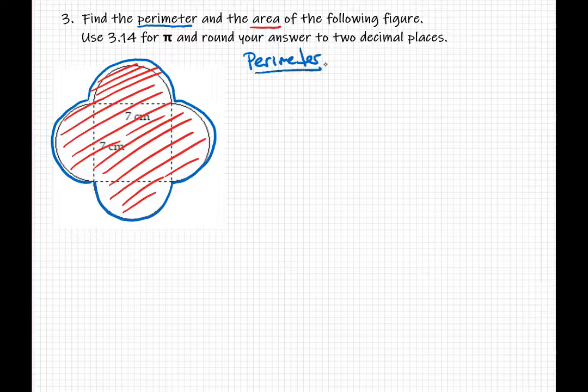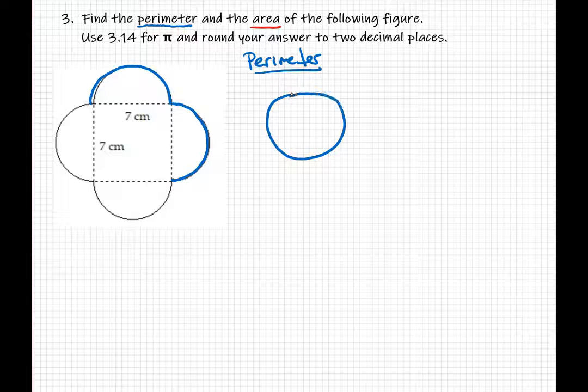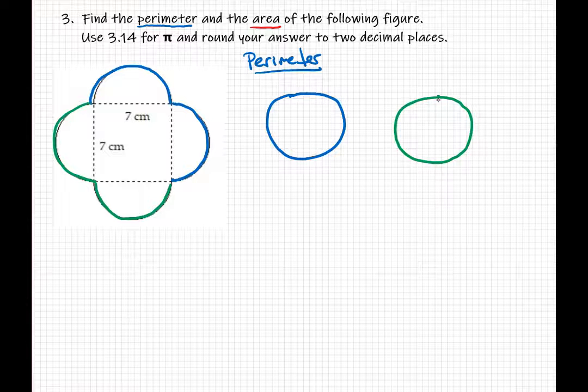Okay, so let's go back to the original diagram. Now, what we have here is 4 semicircles. So here's semicircle number 1. Remember, a semicircle is half a circle. And here is semicircle number 2. Okay, so that forms 1 full circle. And then let's use green here. We have another half circle and another half circle. So that forms another full circle. Okay, so we have 2 full circles. So the perimeter of this given shape is the same as the perimeter of these 2 identical circles.